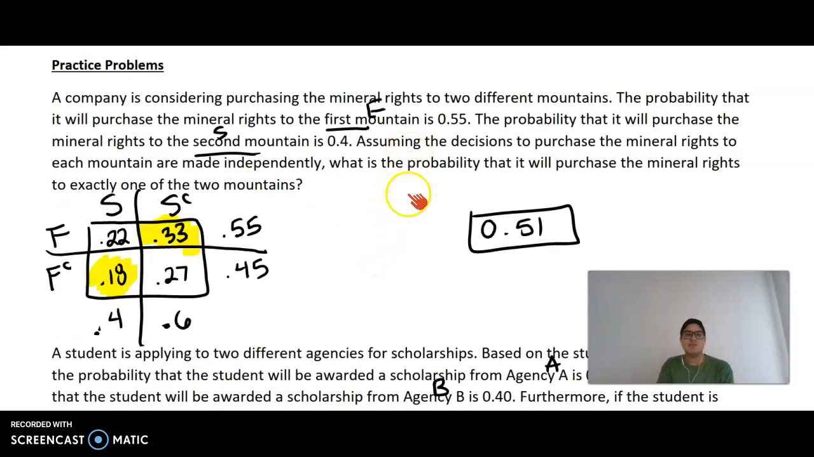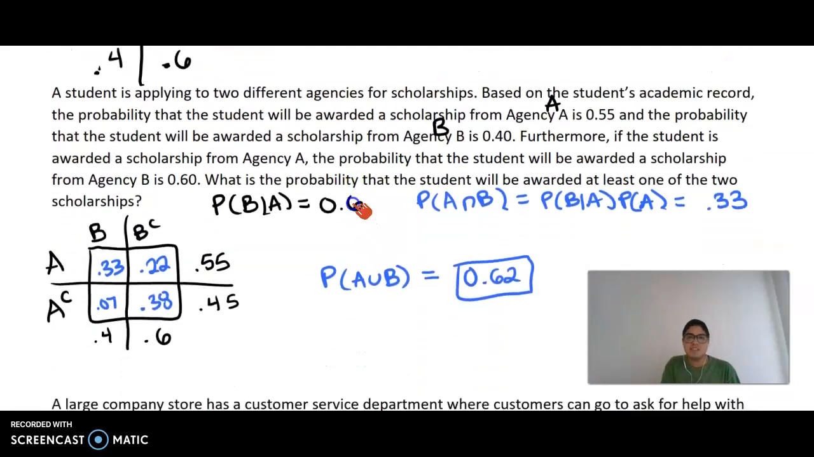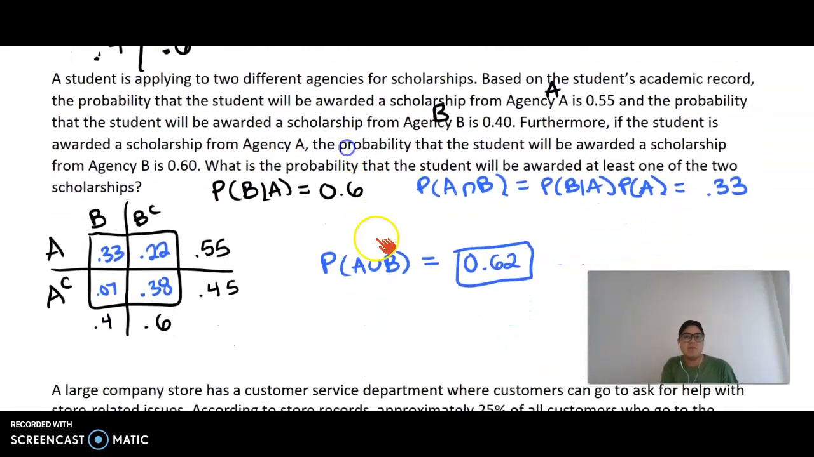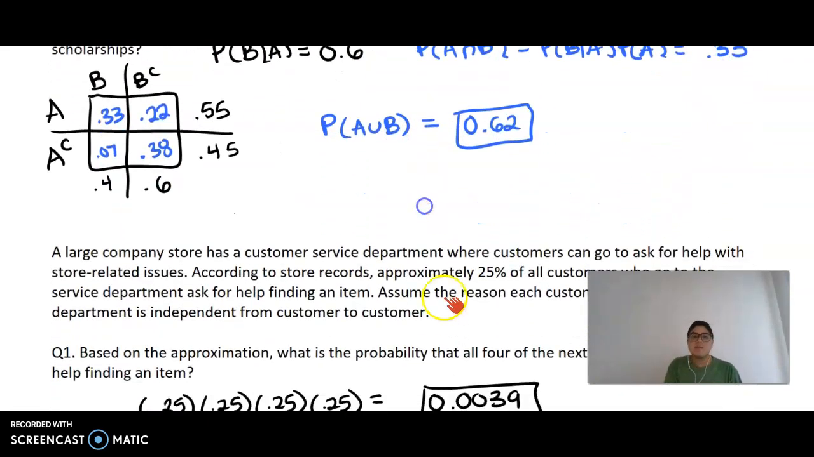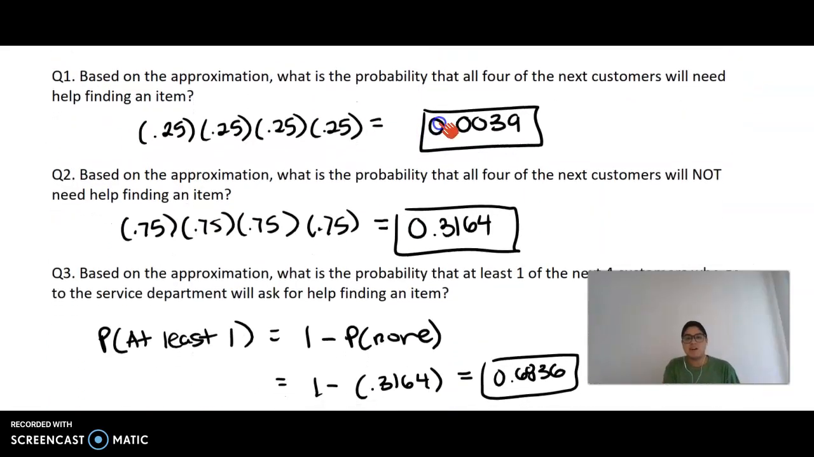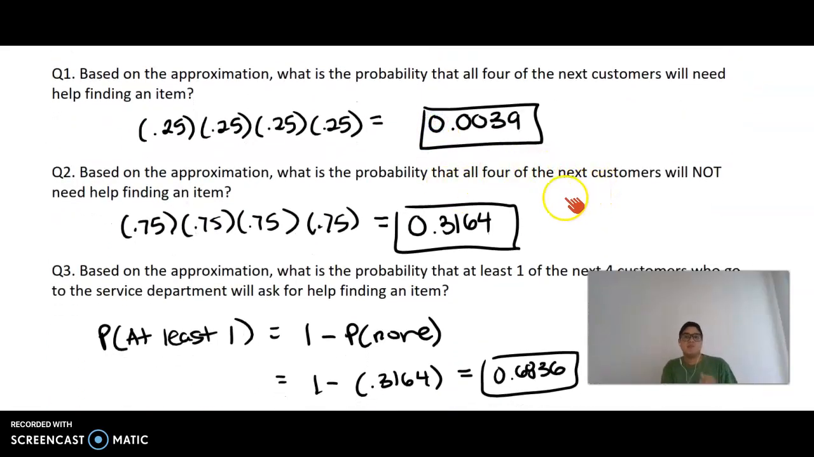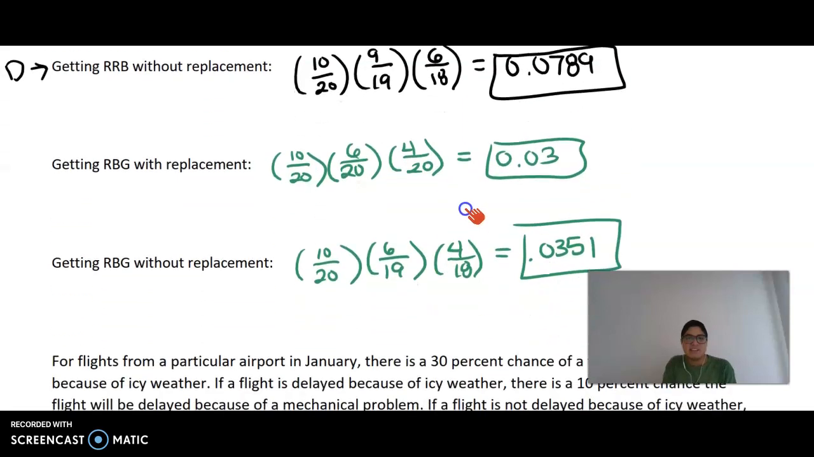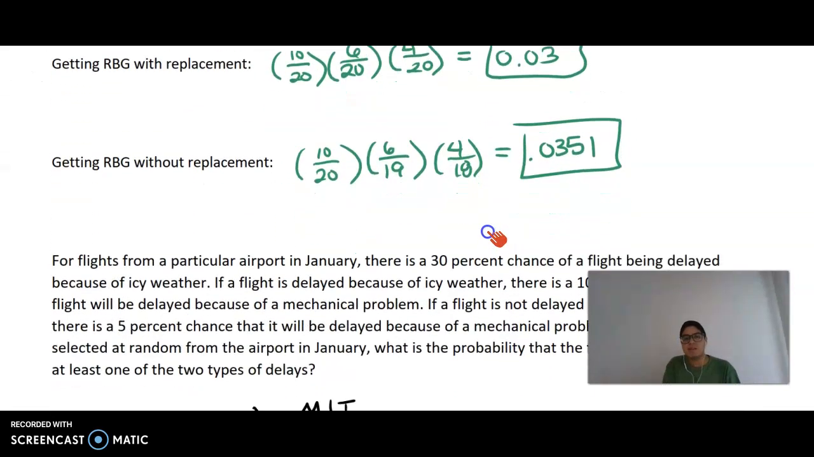Alrighty, so hopefully not too much trouble. You can see some of my work here in strategies. Again, we'll go over these in class. So you should have gotten 0.51 for the first practice problem, 0.62 for the second practice problem. Here are your respective probabilities for the customer question. I don't know how to practice wait time online because I don't know if you're pausing this and looking or you've already copied down the notes. And then lastly, here we go. We had some more of these with and without replacements.